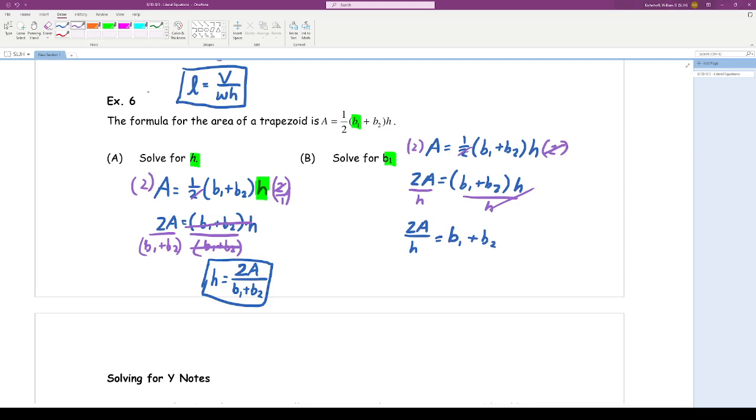Our last step, if we want b1 by itself, remember this is the one we've been trying to isolate all along, we need to get rid of the plus b2, and we do that by subtracting b2 on both sides. When we do that, on the left, I'm going to write b1 as our final answer, and on the other side of the equation, we had 2a over h, and now minus b2. So that's how we would rearrange that formula to get b1 by itself.